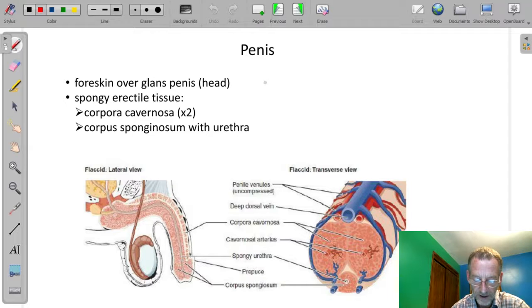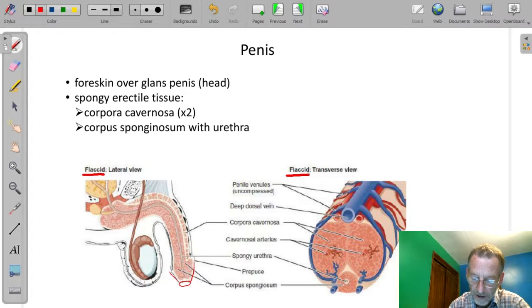There is the foreskin or the prepuce, not shown well in this diagram, but it sort of covers the glans of the penis. It's retracted during erection. And there are 3 columns of spongy erectile tissue that can become engorged with blood. So both views are a flaccid, non-erect view of the penis.